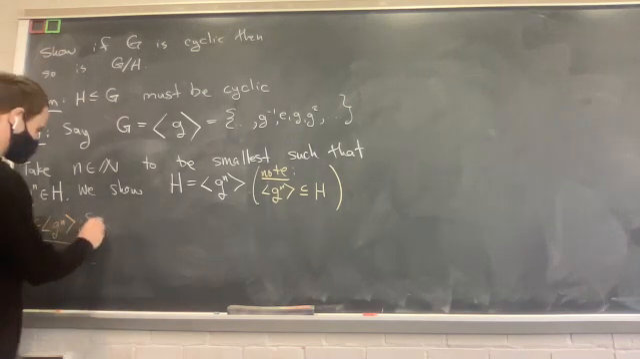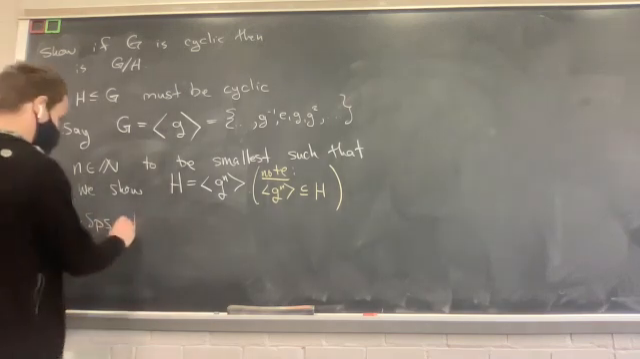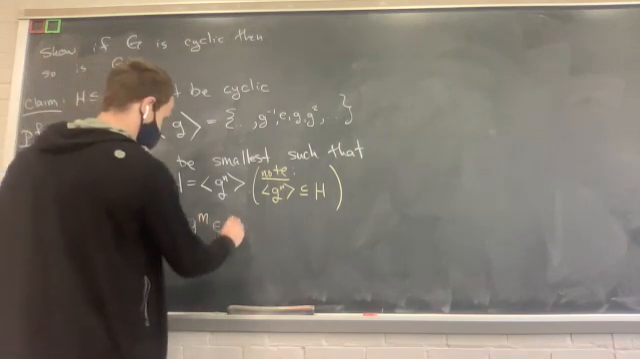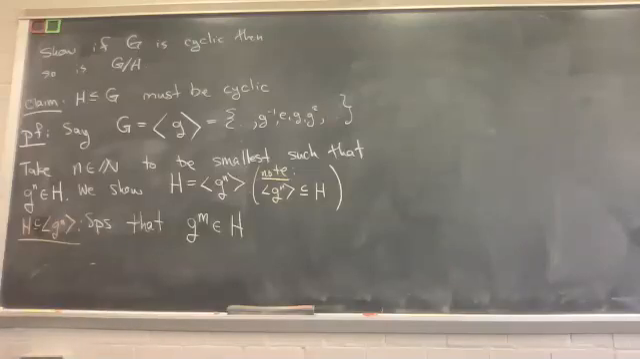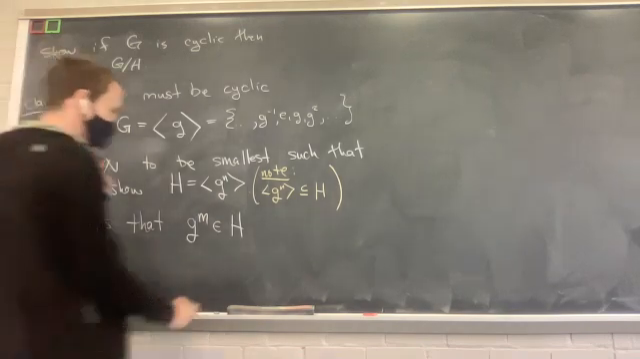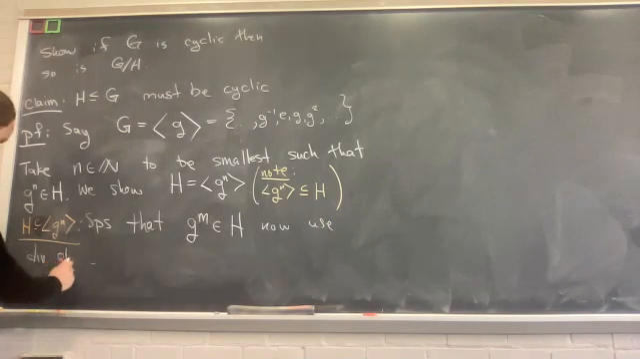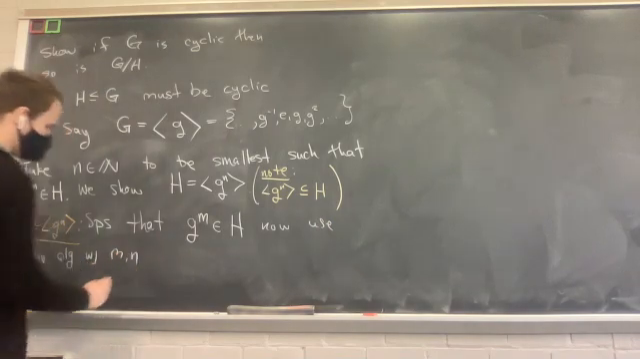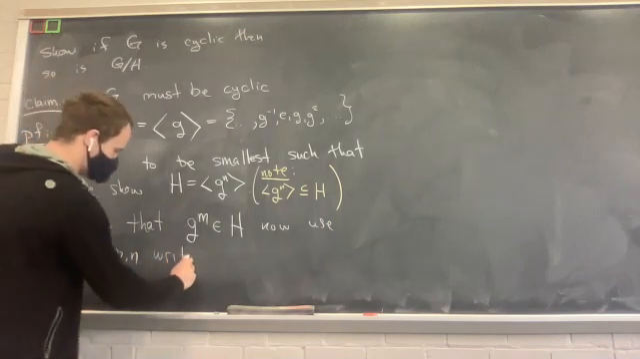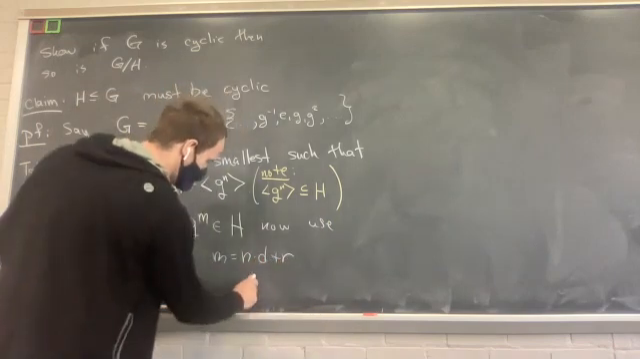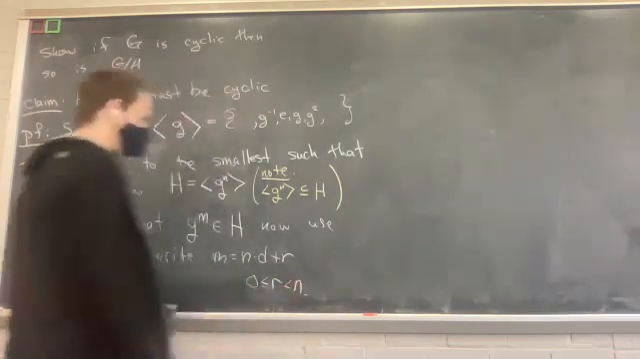So let's suppose that g to the m is in H. Okay, well, we know that it has to be of the form g to some power, because H is a subgroup of this cyclic group. Now, use the division algorithm with m and n to write m equals n times d plus r, where r is between 0 and n, like that.